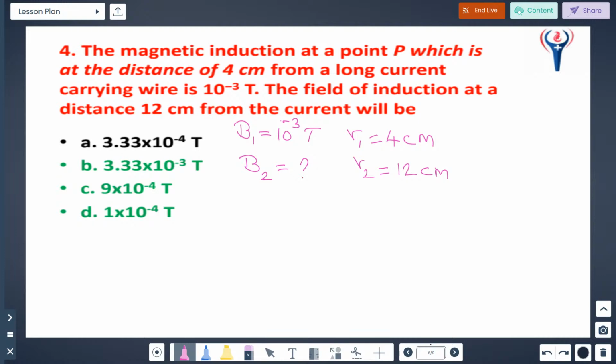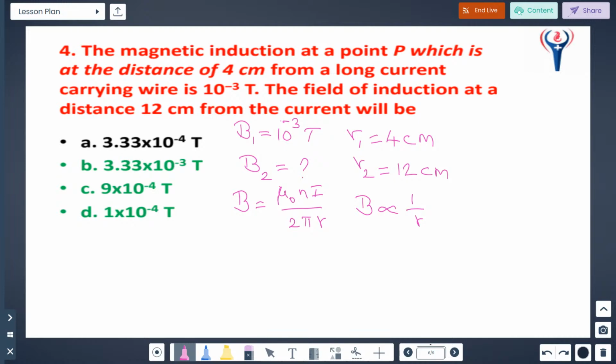Then what's the formula? B equal to mu naught I by 2 pi R. Here B and R only varying, all the other things maintain constant. Mu naught is constant, N is constant, I is constant, 2 pi is constant. Then by removing the constant, what you will get? By removing constant, you will get B is proportional to 1 by R, or B is inversely proportional to R.